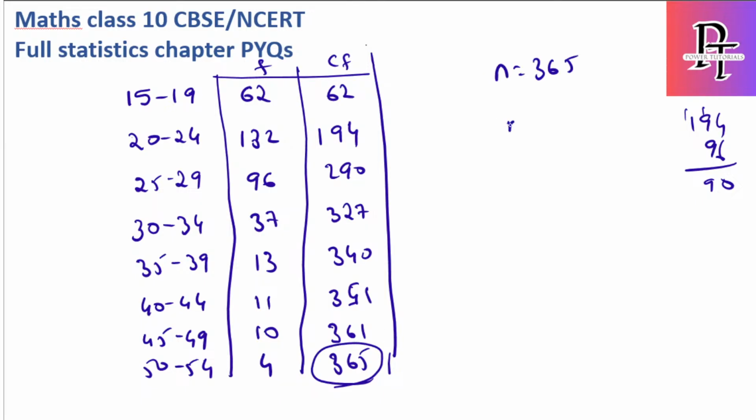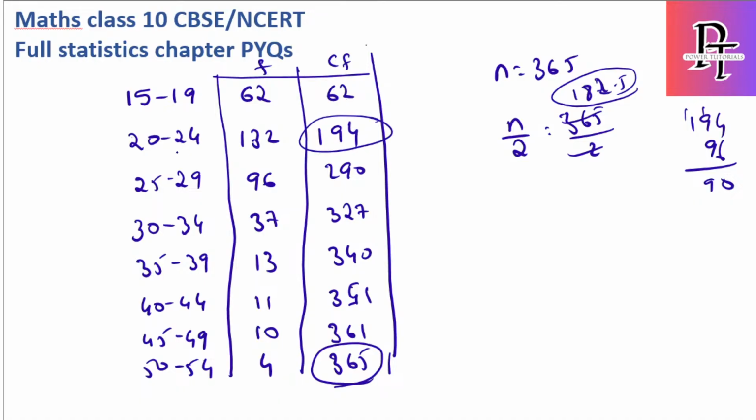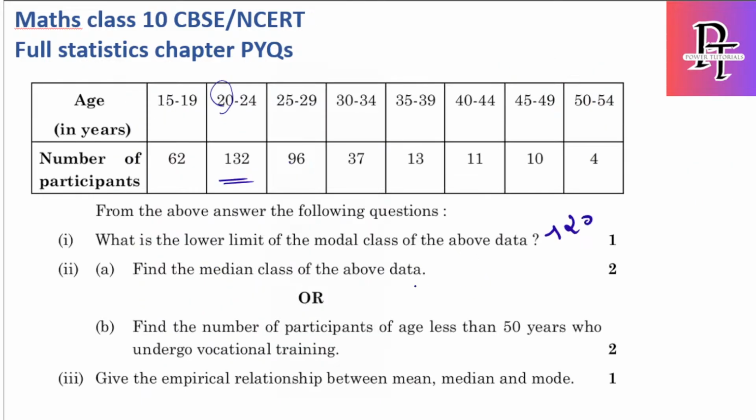So what is n by 2 value? It is 365 by 2, so we get 182.5. Whichever has the closest value to 182, it will be lying here itself. So the median class is easy, which is 20 to 24. Median class 20 to 24.